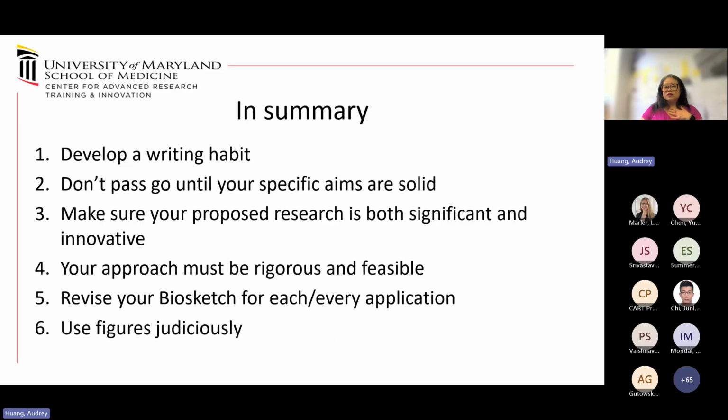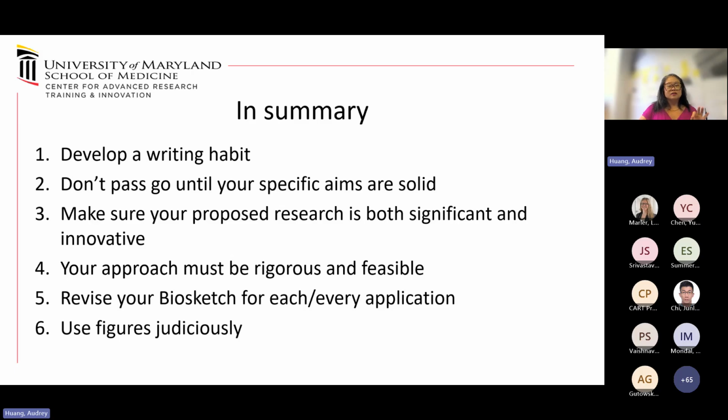So just to sum up for today, develop a writing habit. If you don't already have one, start writing. Get your specific aims nailed down before writing anything else. You will be spinning your wheels otherwise. It's not worth it. Spend the time, invest the energy on your specific aims. Make sure they're solid.